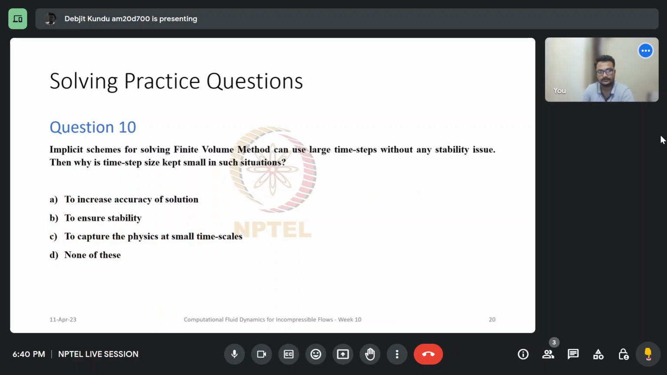So that is what the last question of today's session is about, question number 10, which is asking us that implicit schemes for solving finite volume method can use large time step without any stability issue. Then why is time step size kept small in such situations? So in case of implicit schemes as well, we don't use very large time steps. We use a small time step size. Why do we do that? In order to option A, to increase the accuracy of solution, option B, to ensure stability of the solution, option C, to capture the physics at small time scales, or is it option D, that is none of these?